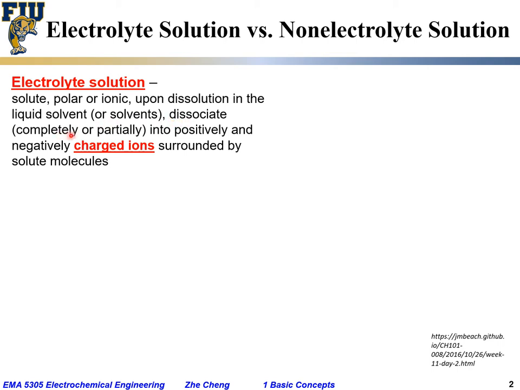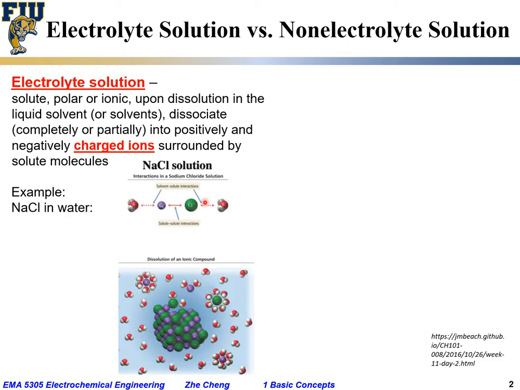those solutes dissociate completely or partially into positively and negatively charged ions, and each of those ions, positive or negative, is surrounded by solvent molecules. This process is the dissolution of electrolyte solute. And they give us so-called electrolyte solution. A good example would be sodium chloride dissolved in water. And here is a schematic that I borrowed.